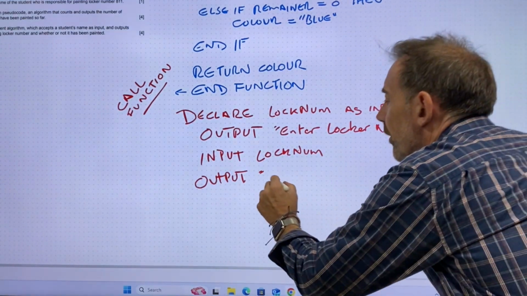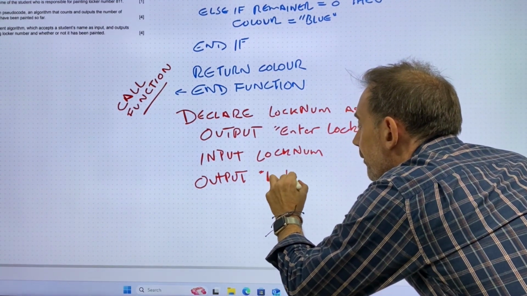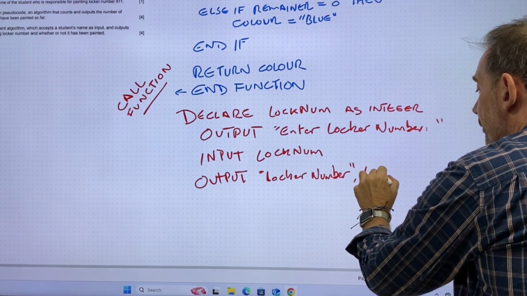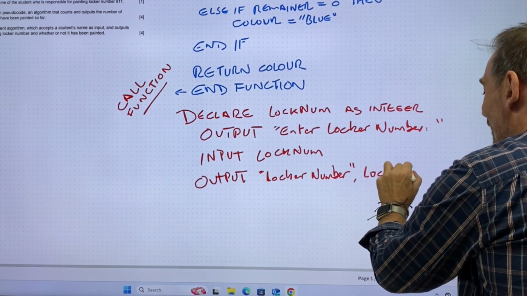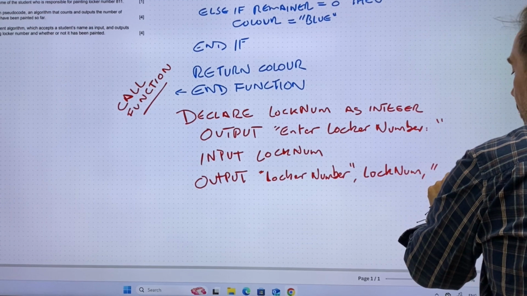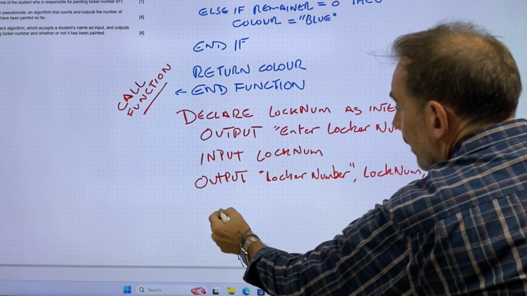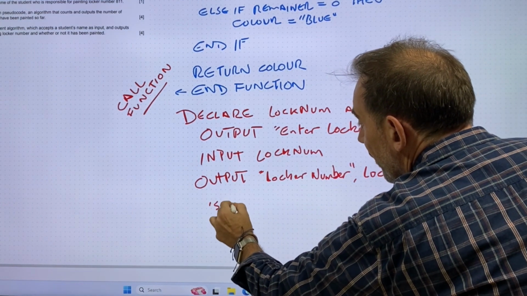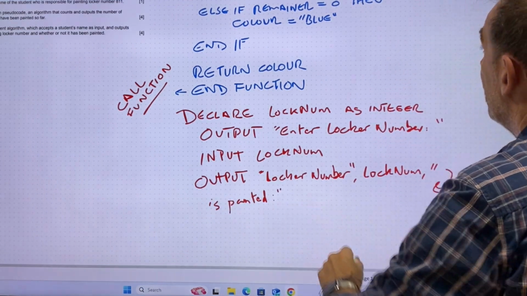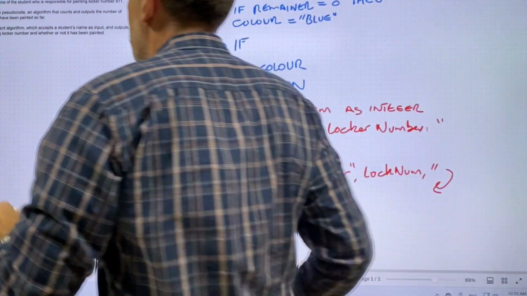Let's do it in words. Locker number lock num, just going to continue on the next line, is painted, or should be painted, and then going back up.